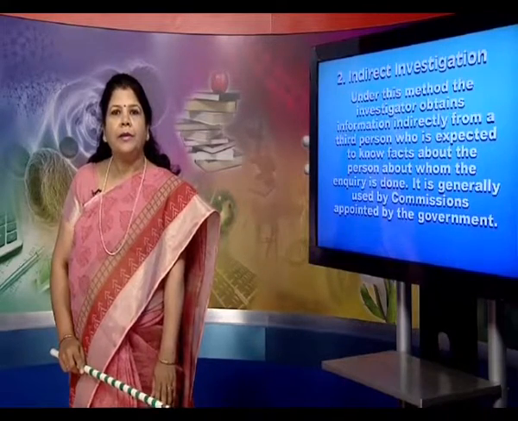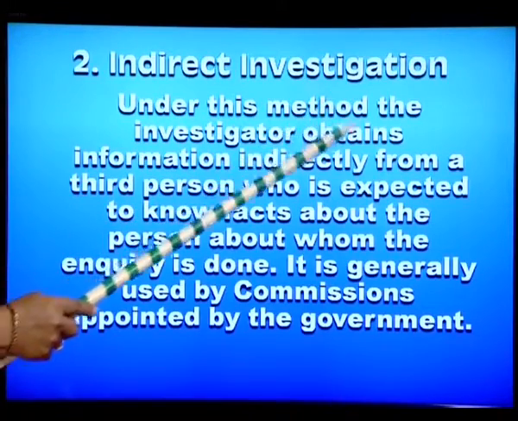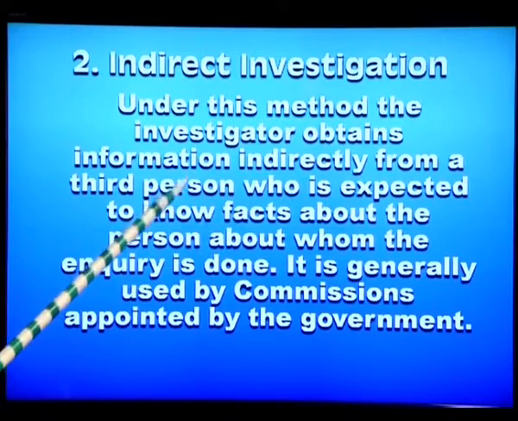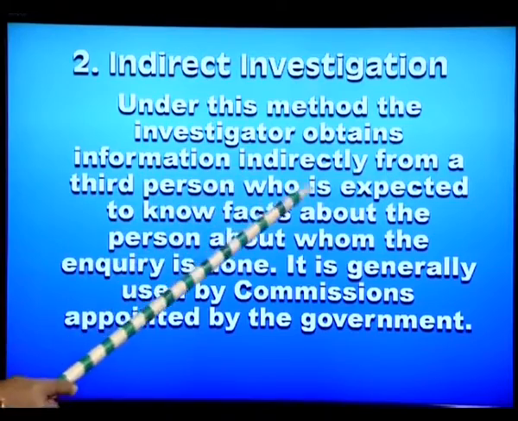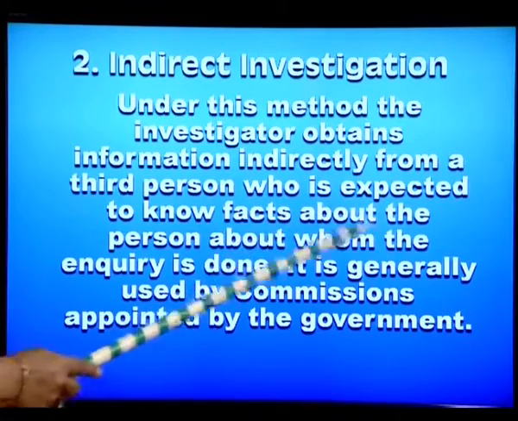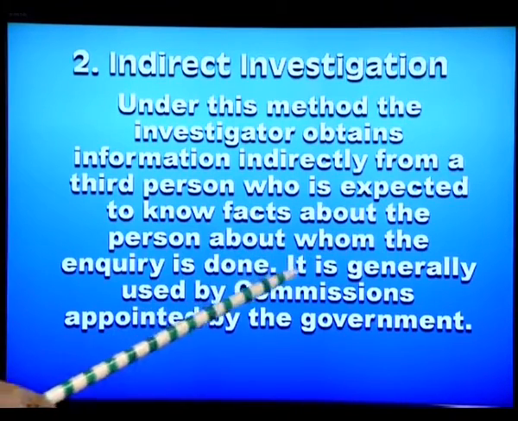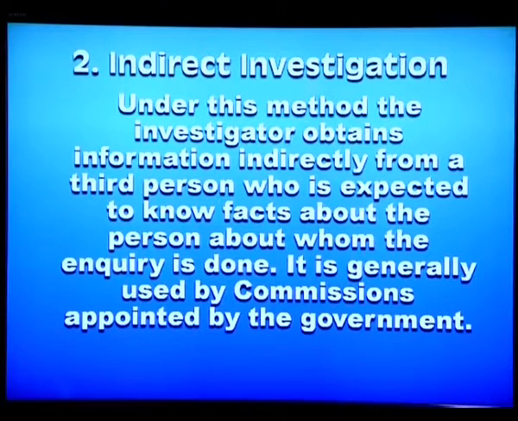Here we can see an indirect investigation happening. In case of an indirect investigation, the investigator obtains information indirectly from a third person who is expected to know facts about the person about whom the inquiry is done. It is generally used by commissions appointed by the government. Even in case of an accident, say for example, the police may use this.